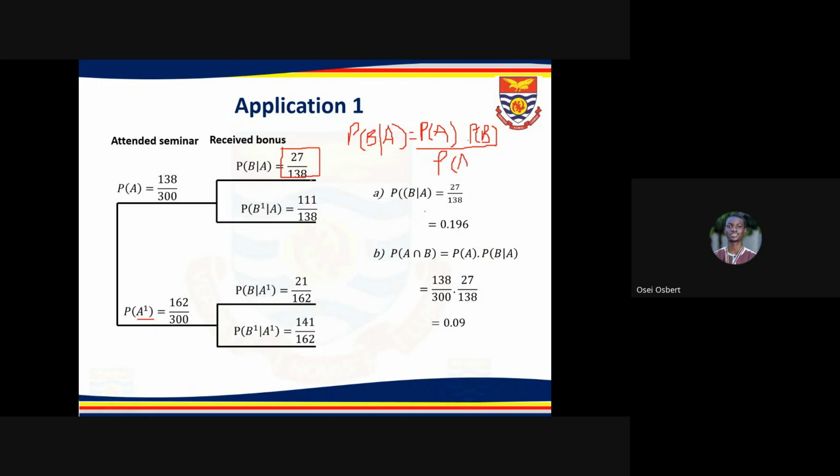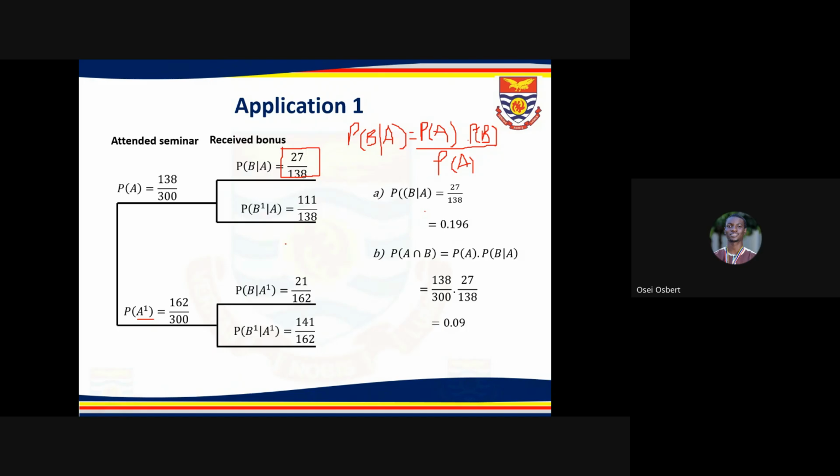I know probability of A is 138 on 300, and probability of B is 27 on 138. So probability of B refers to the event that someone earns a bonus, and we have 27 of them who attended it and got the bonus, giving us 27 on 138. So A will cancel out, giving us 27 on 138.